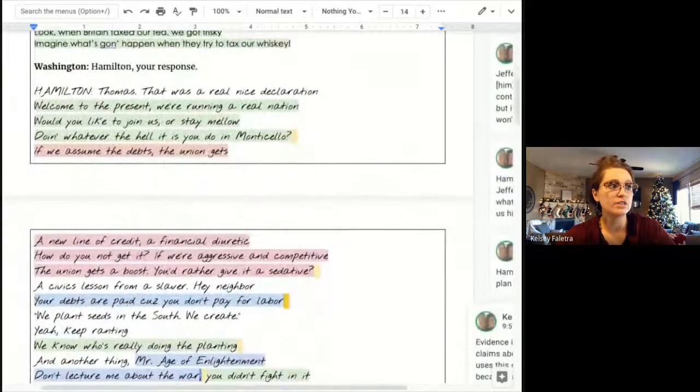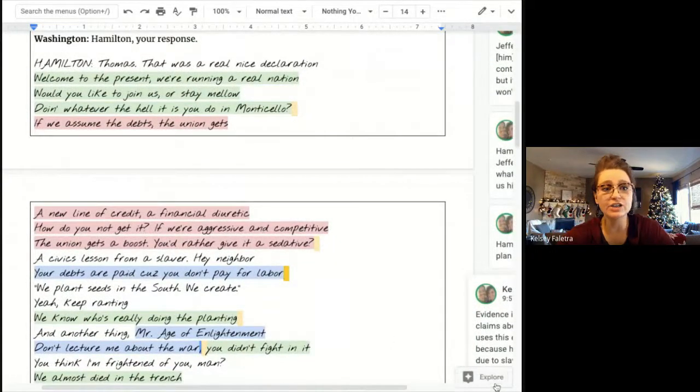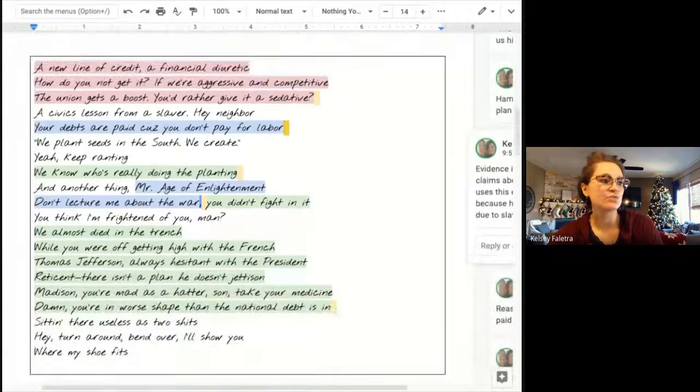And then we look at Hamilton's response, and it is actually pretty much chock full of attacks on Jefferson rather than Jefferson's argument. But his claim is if we assume debts, the Union gets a financial boost, right? The economy is potentially saved in the long term, even though we adopt more debt in the short term. And then he supports this by poking a hole in Jefferson's argument, which is basically you have no debt because you don't pay for labor. So you cannot use that as a support for your argument because slavery is immoral, and therefore your argument would be immoral. And then his reasoning is not real reasoning.